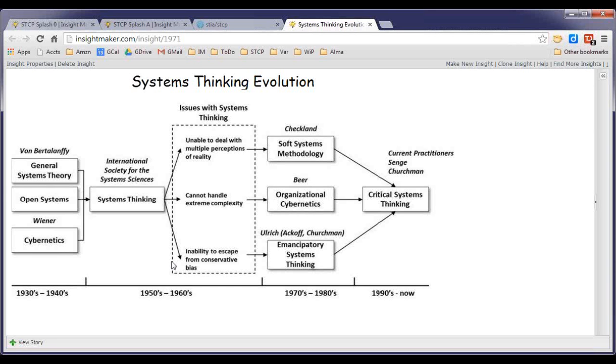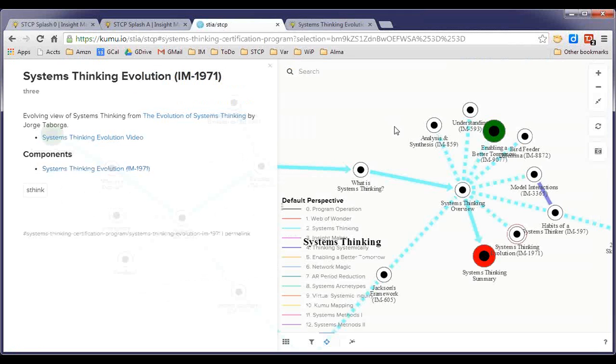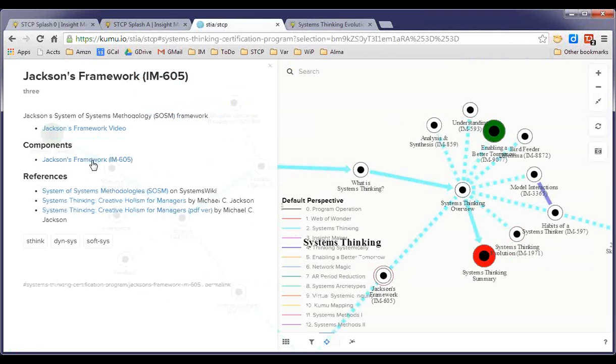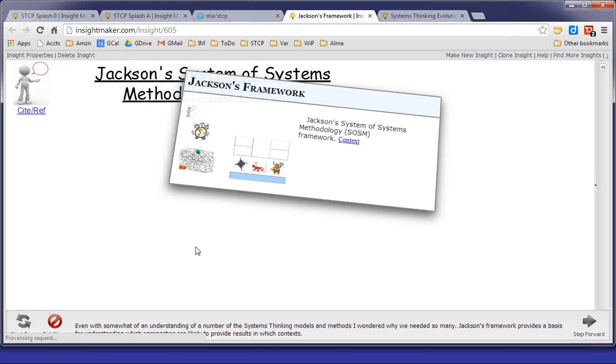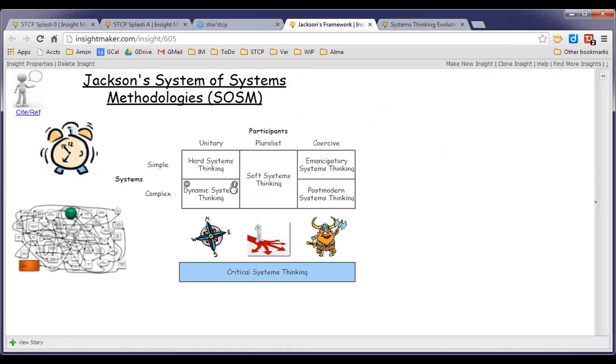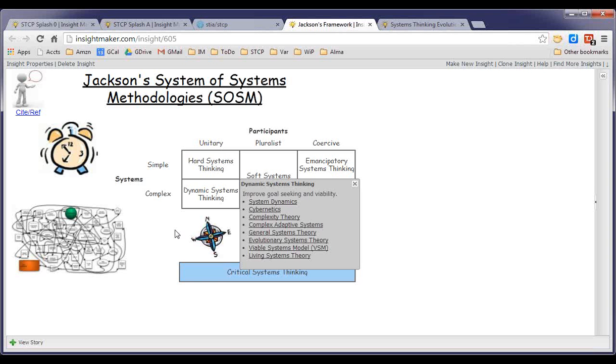So system dynamics is an explicitly designed or defined methodology for developing simulations. In the Jackson framework, system dynamics is one of the types of things that you employ when dealing with complex unitary environments.